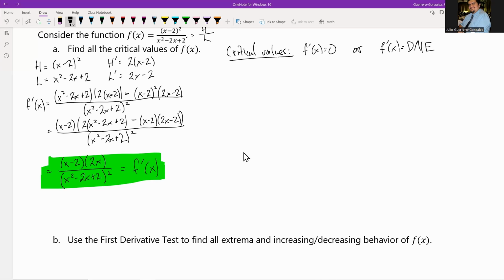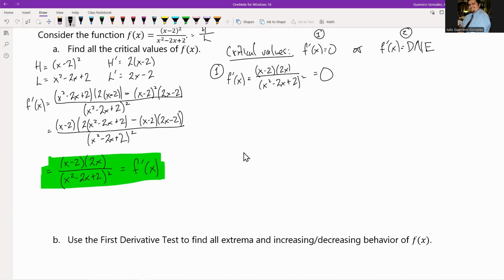So suppose f prime of x, we'll do the first one first. I'm going to do 1 and 2. Okay, so if I do 1, f prime of x is going to be x minus 2 times 2x divided by x squared minus 2x plus 2 squared. We need this equal to 0.